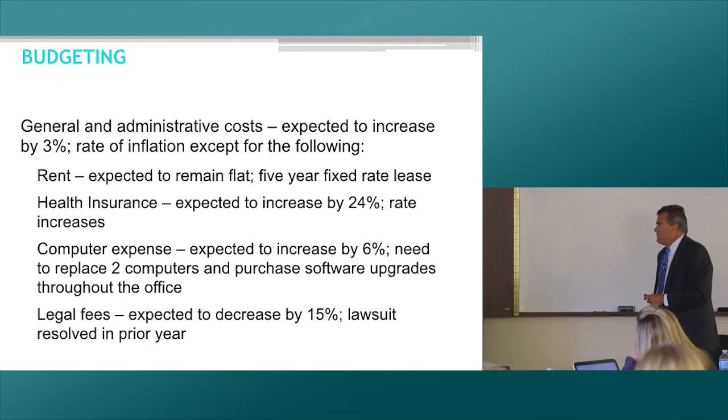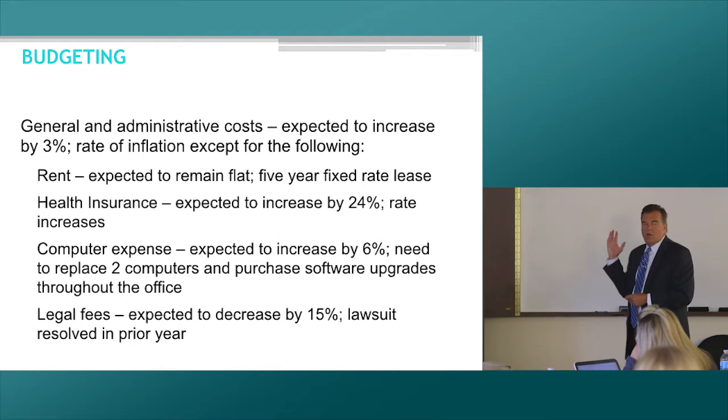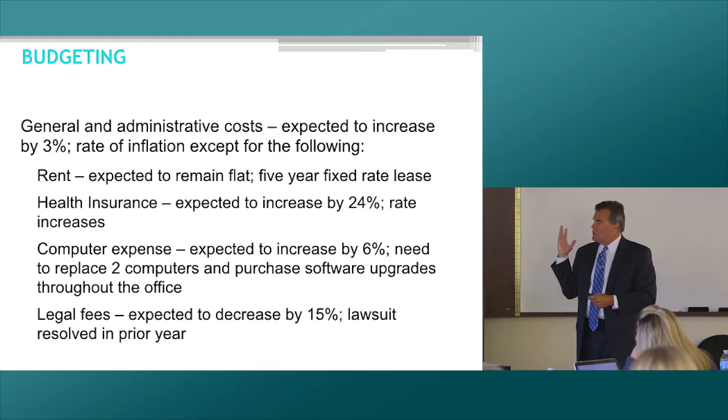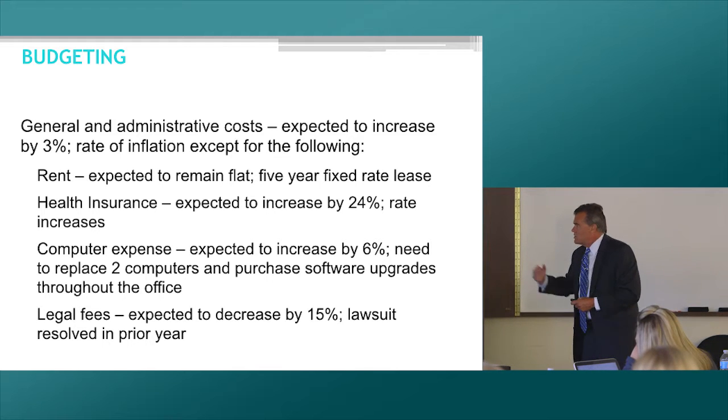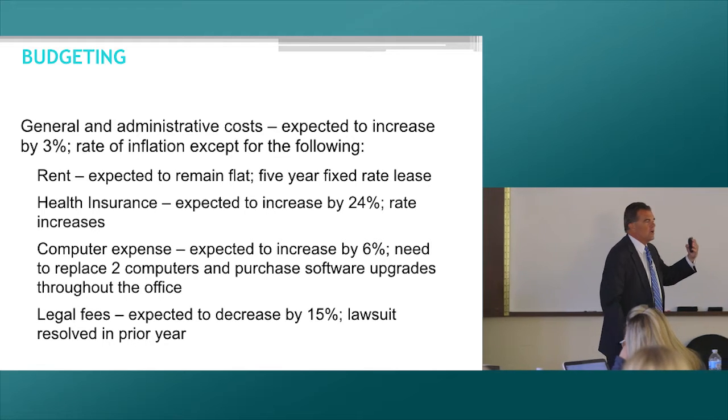Then we say, G&A expenses, they're going to increase by 3%. Why? Because the rate of inflation is going to go up for that, except for the following. We all have this, rent, we got a 5-year lease. Obviously, health insurance goes up for everybody. So just put this into your assumptions.